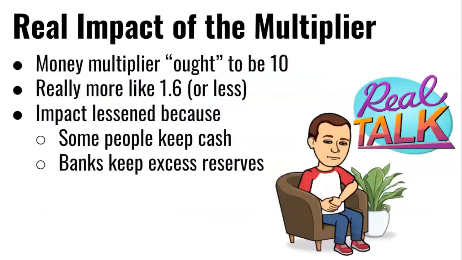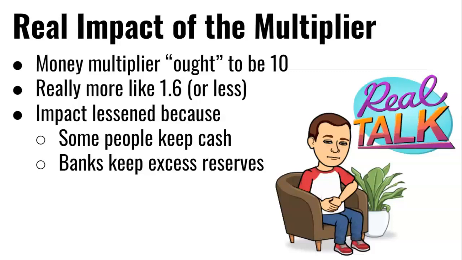Now, is the multiplier really as powerful as it appears? Currently, the money multiplier ought to be 10. If there's a 10% reserve ratio, then 1 over the reserve ratio would be 1 over 1/10. So every dollar should, in theory, grow to $10 in total. The reality is it's much less than that. The money multiplier is not quite as powerful as one would think initially looking at the math.